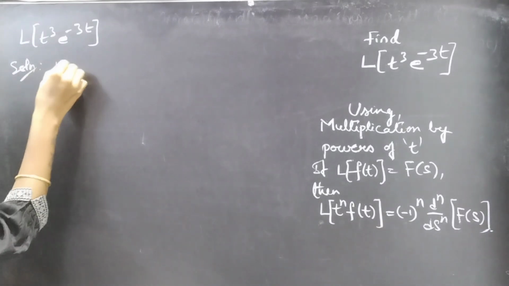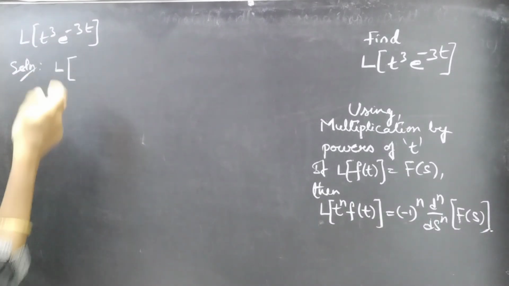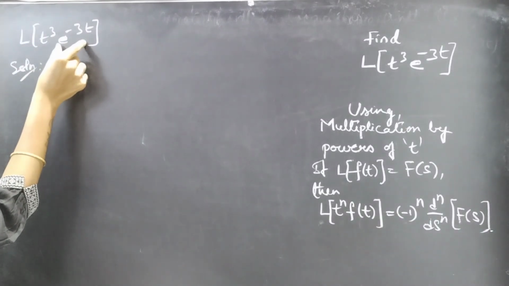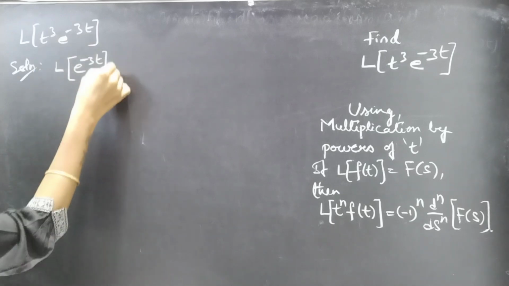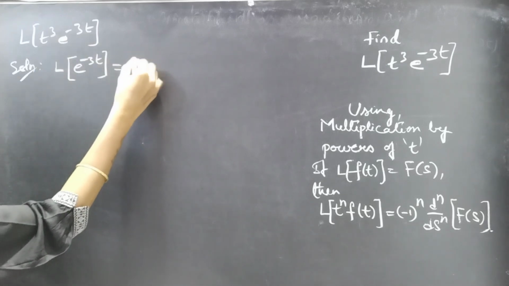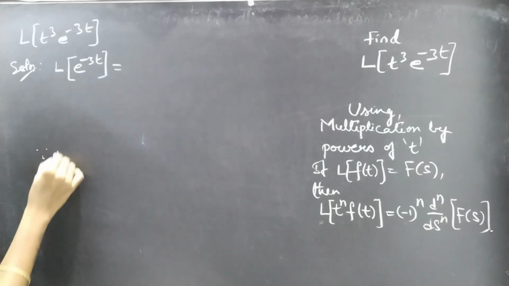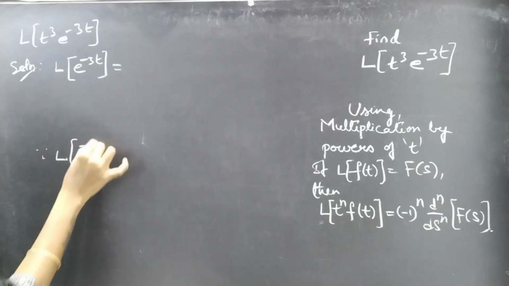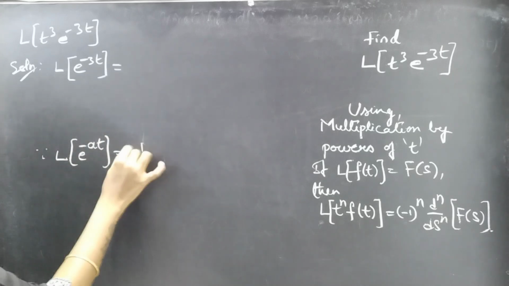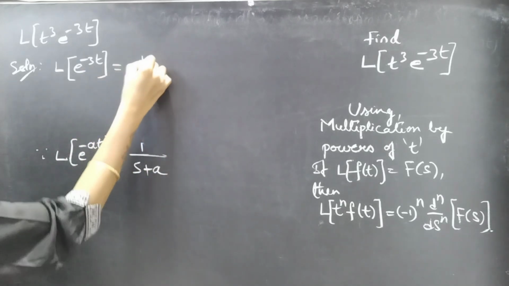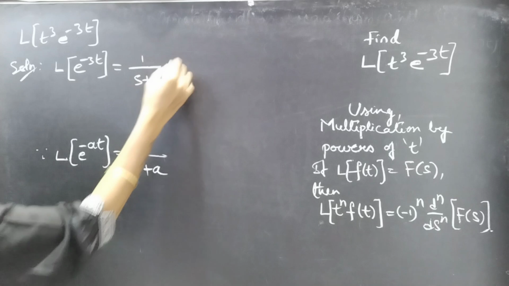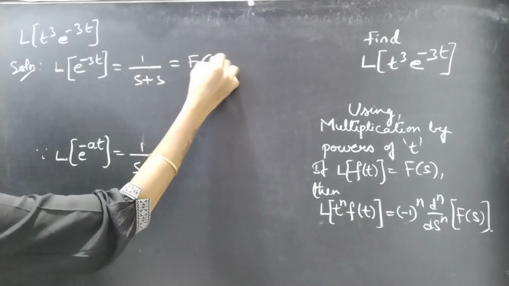Right? So here, first we will find L of f of t. If you consider e power minus 3t as f of t, you will get L of e power minus 3t equal to, since we know that L of e power minus at equals 1 by s plus a, then for a equal to 3, we'll get 1 by s plus 3, which is our F of s.